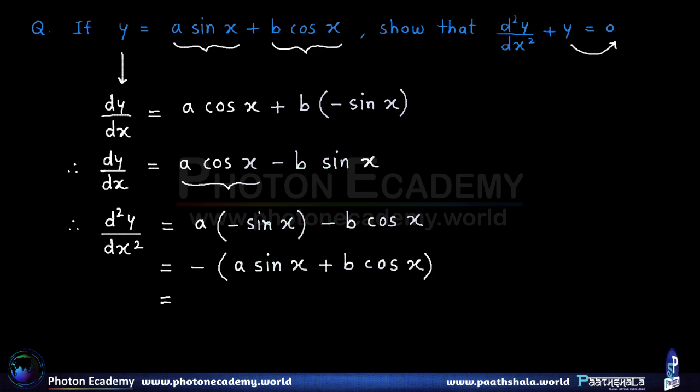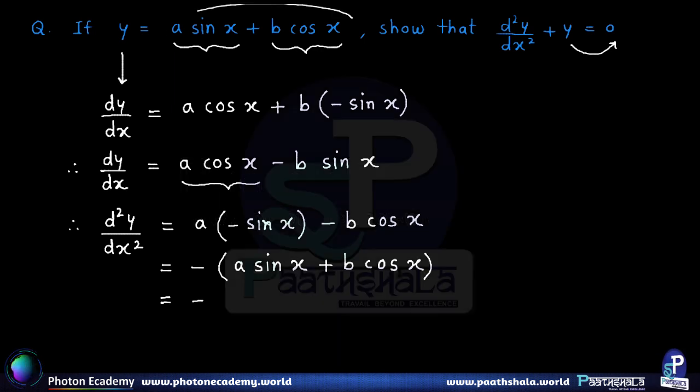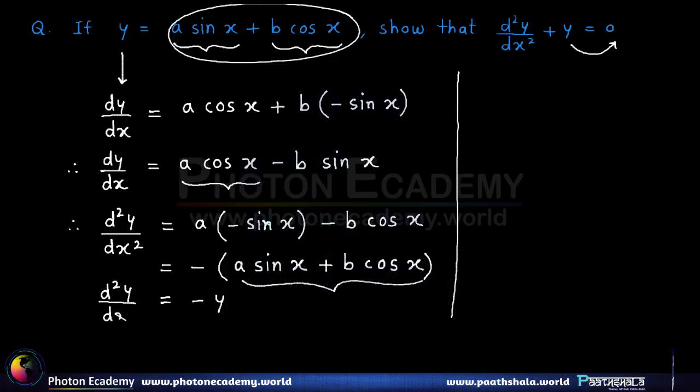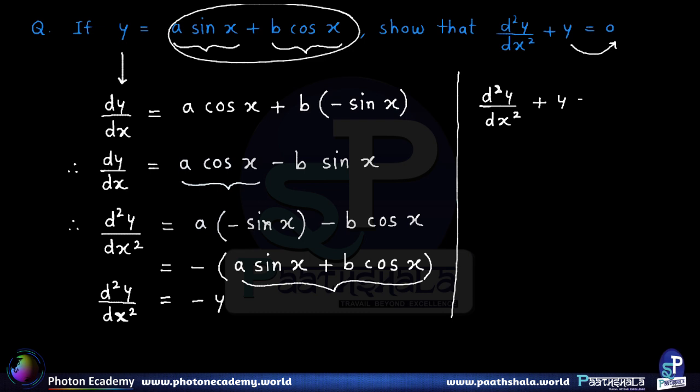If you observe, the bracket is nothing but the original expression of y. So a sin x plus b cos x can be replaced with minus y. Therefore we get the second order derivative to be equal to minus y. Obviously, if we bring y to the left hand side, we will get d square y upon dx square plus y equal to 0. So that proves the required statement.